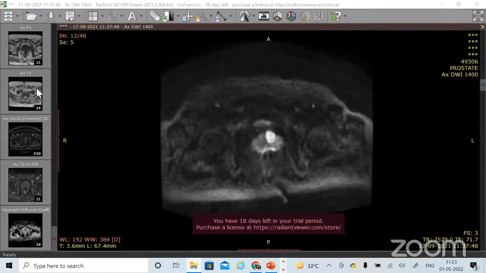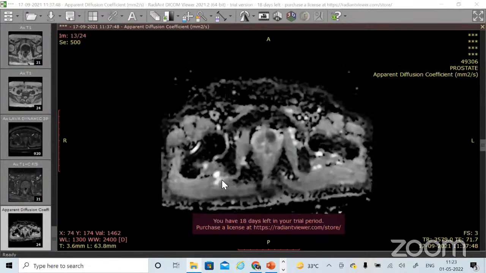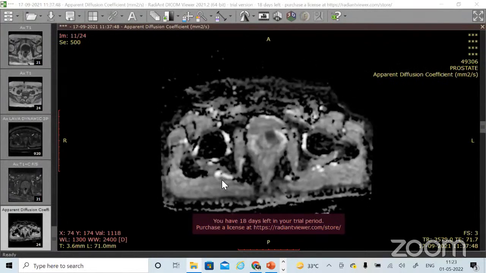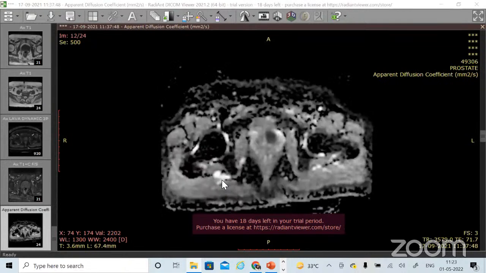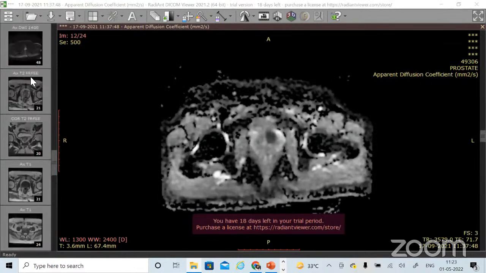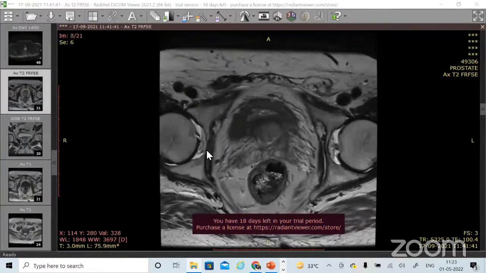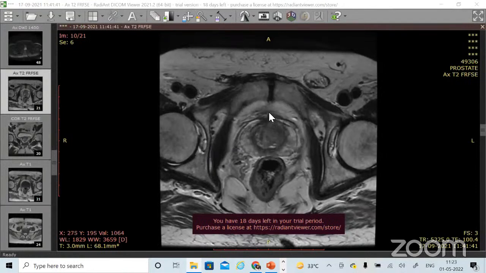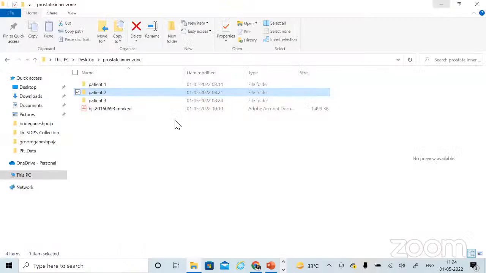We want to see ADC. This is the ADC. Even on look, you can see that it is low ADC. The values were somewhere around 700 again. So this was again a histopathologically proven case of neoplastic process in the transition zone. See, this is the nodule. Last case.